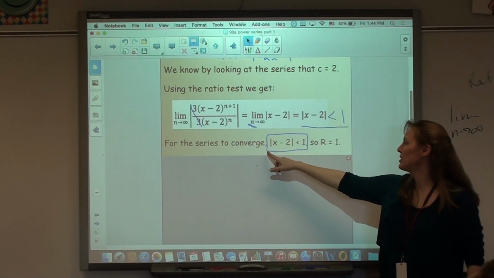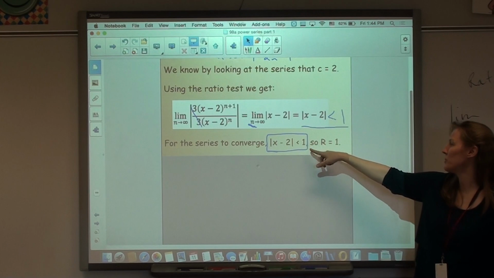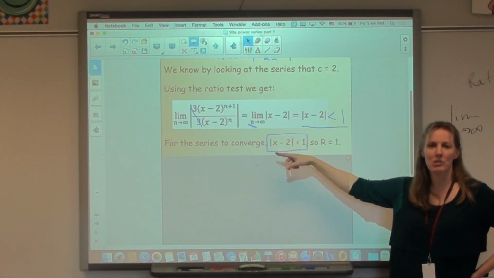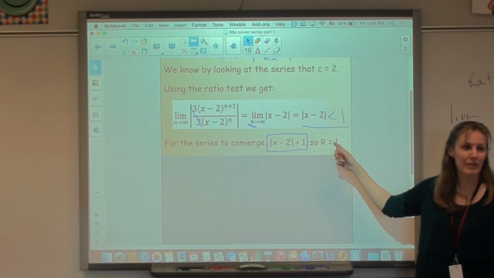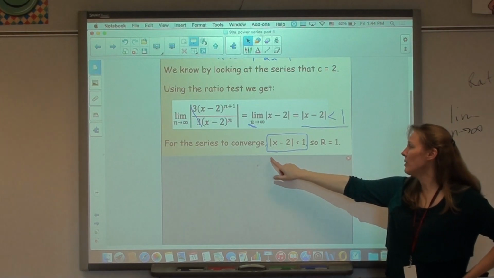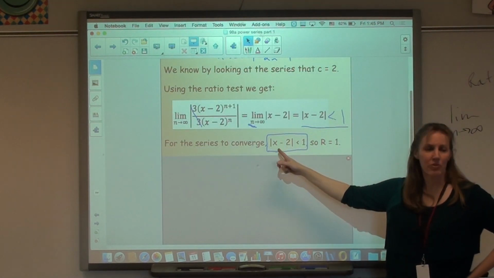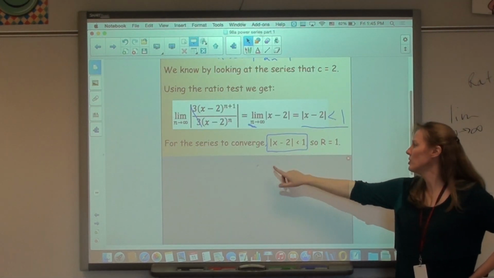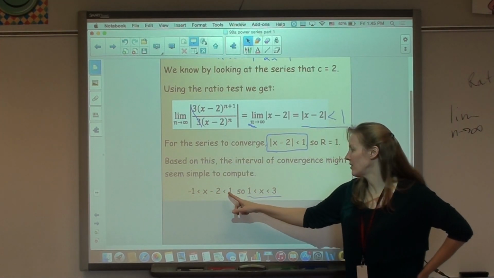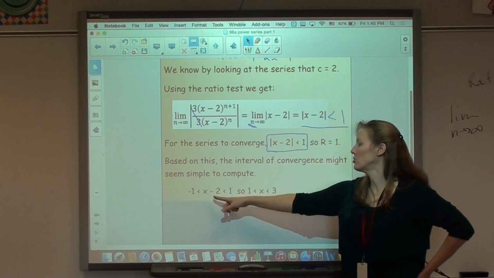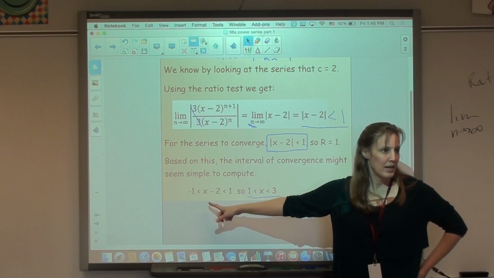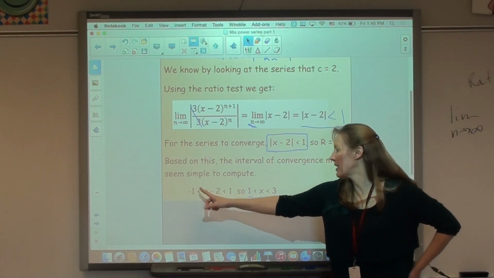Okay. So, here's what we have. For the series to converge, the absolute value of x minus 2 must be less than 1. So our radius is 1. As soon as you get it in the format absolute value of x minus c less than a number, that number's your r. Now we have to write this as an interval. When you convert to an interval, you just take the number positive and negative and put the x minus 2 in the middle. So now you drop the absolute value, write it as an interval, and then solve for x by adding 2 to both sides.